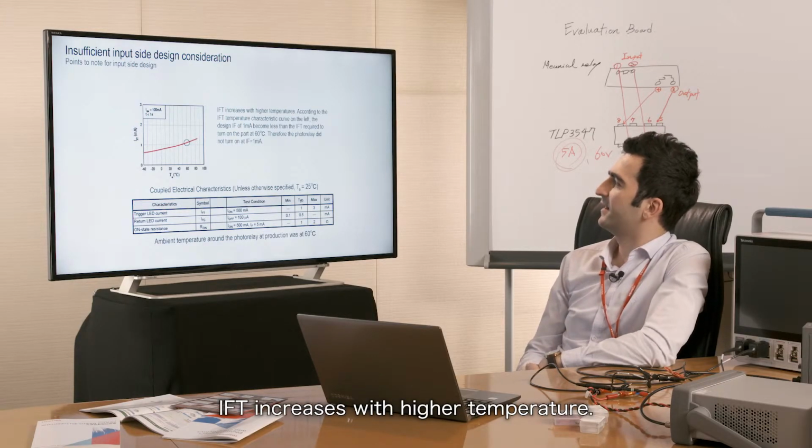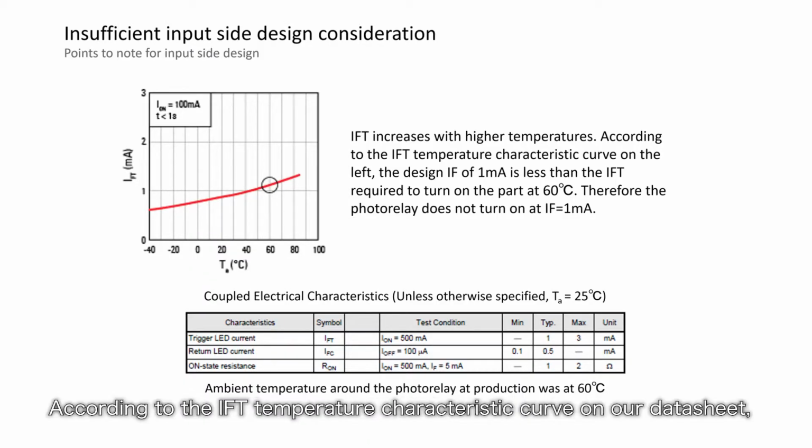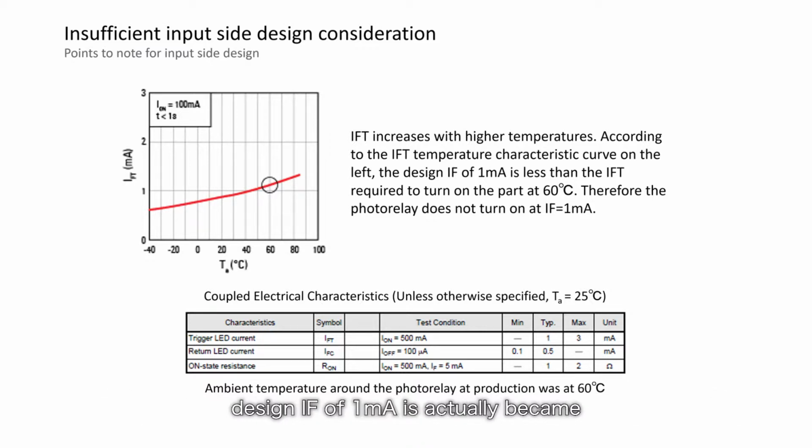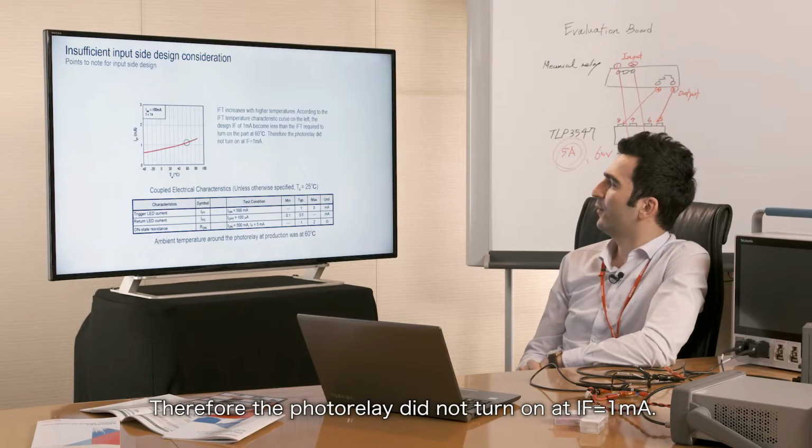IFT increases with higher temperatures. So according to the IFT temperature characteristic curve in our datasheet, the design IF of 1 mA actually became less than the IFT required to turn on the part at 60 degrees. Therefore, the photorelay did not turn on at IF 1 mA.